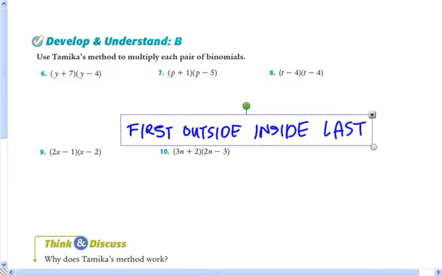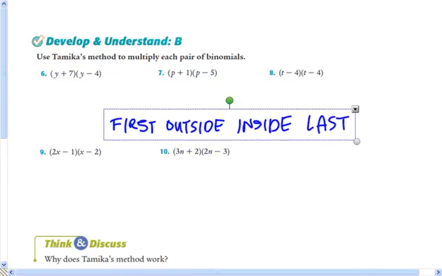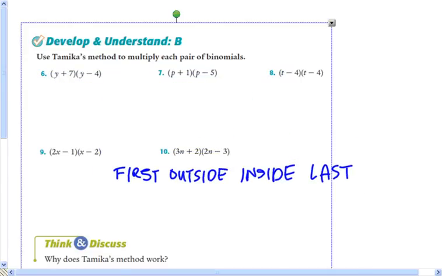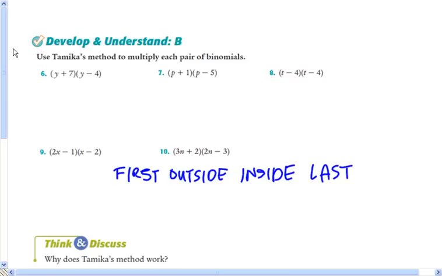So let's try this one right here, number 10, using the FOIL method. So we need to multiply the first two. That would be the 3n and the 2n, and 3 times 2 is 6n squared. And then outside would be the 3n and the minus 3, which is minus 9n. Those are the outside two terms.